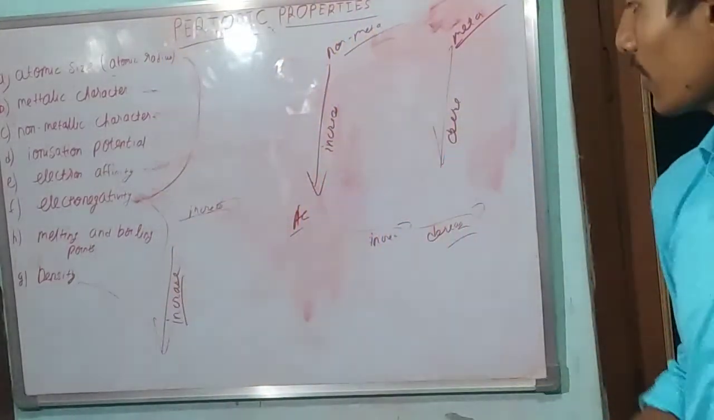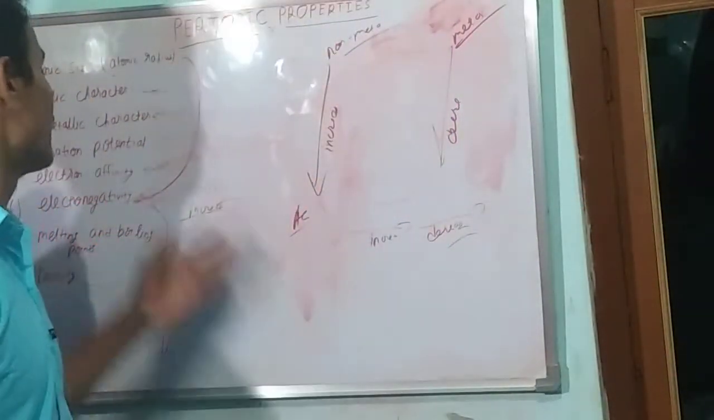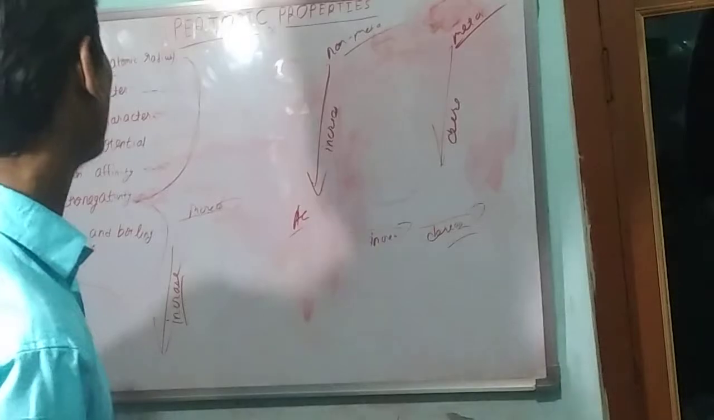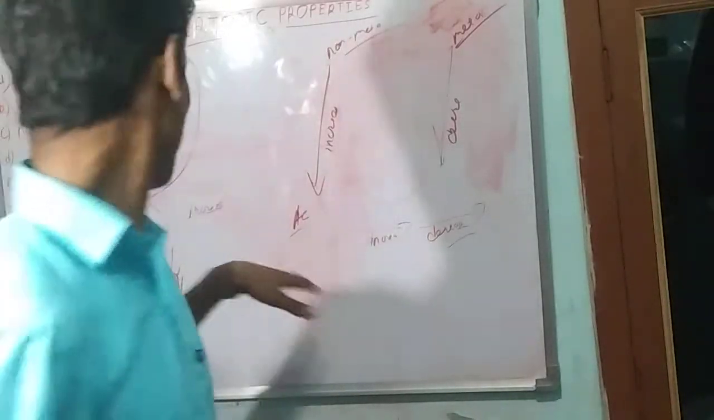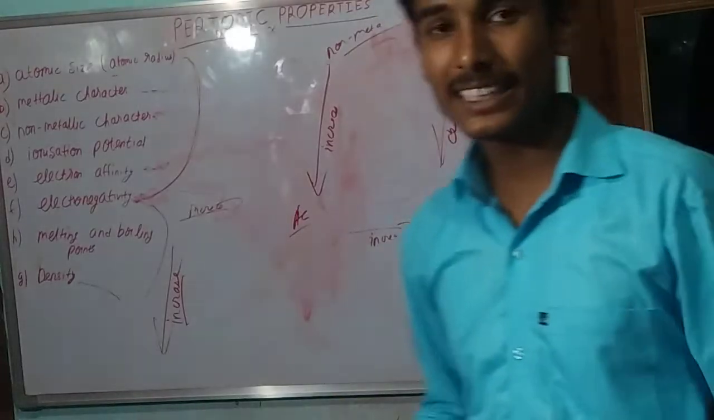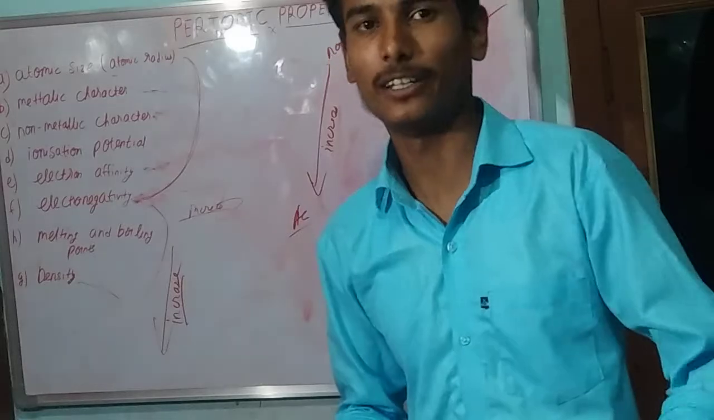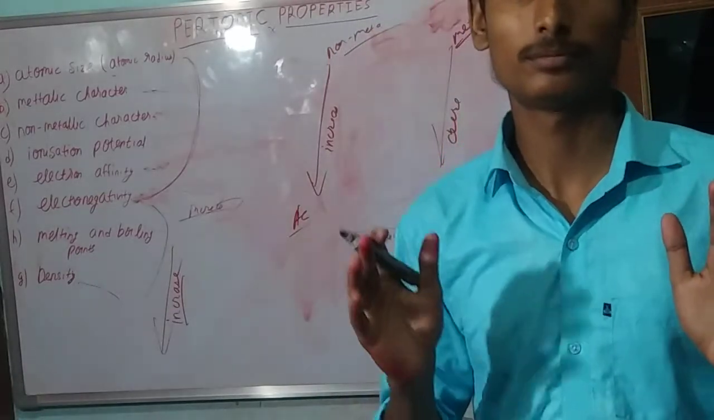So I think you understood the periodic properties: atomic size, metallic character, non-metallic character, and all this. I think this is clear to everybody. If you have not understood, just watch the video once again and it will be clear.